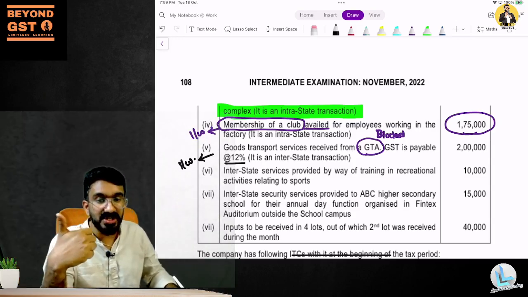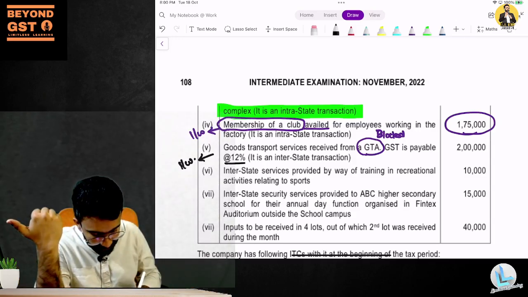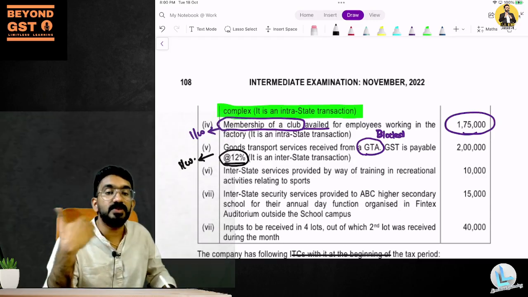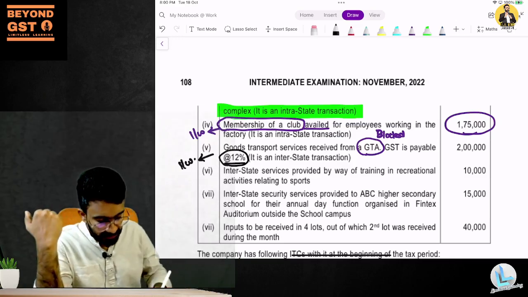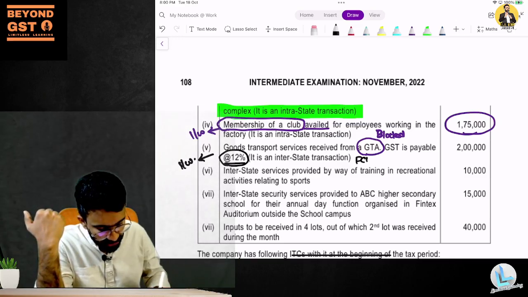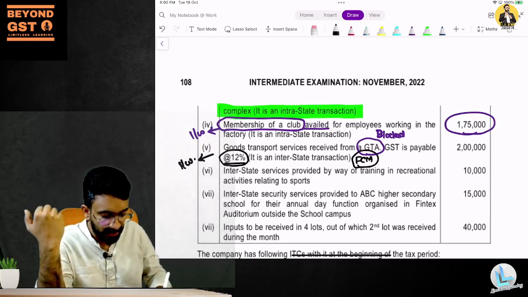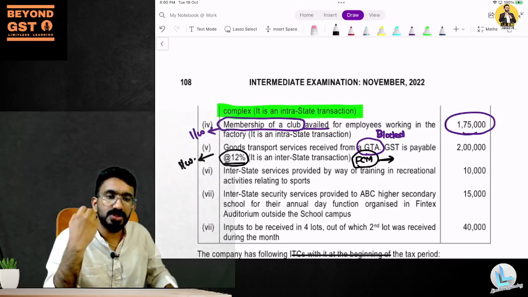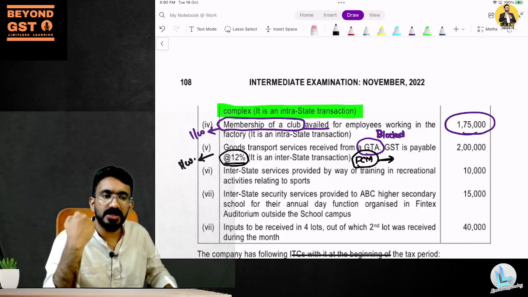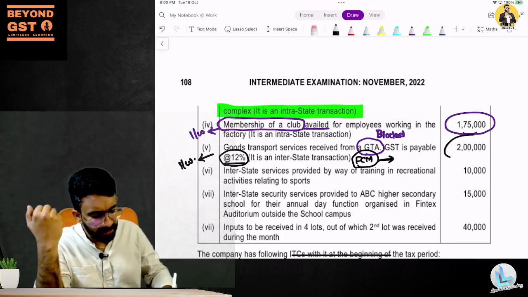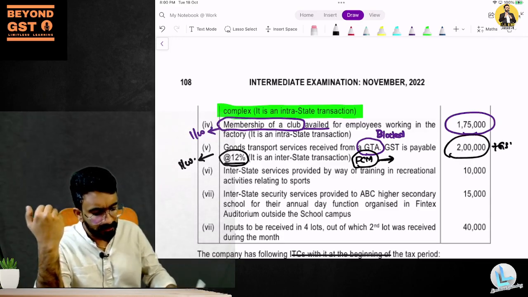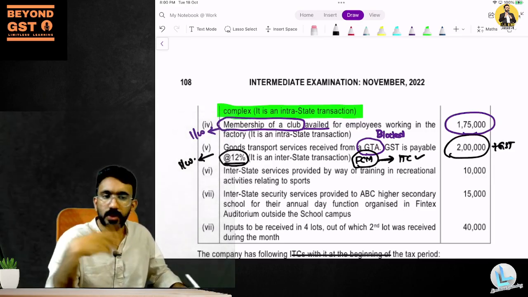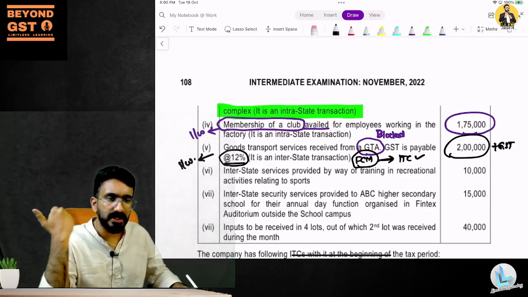Here it says that GST is payable at 12%, which means this is under forward charge. So I would have paid GTA and then GTA would have paid to the government. So can I take ITC of this? Whatever I pay to the GTA, can I take ITC of the same? Yes. I will pay 2 lakh plus GST to GTA. Can I take ITC? Yes. No problem. I pay to GTA, I take ITC.